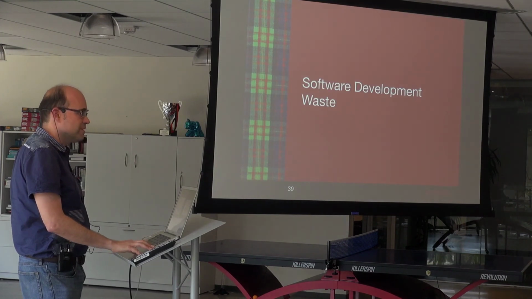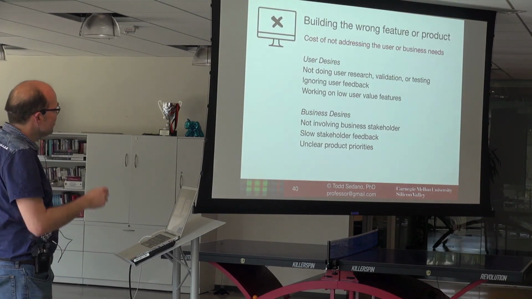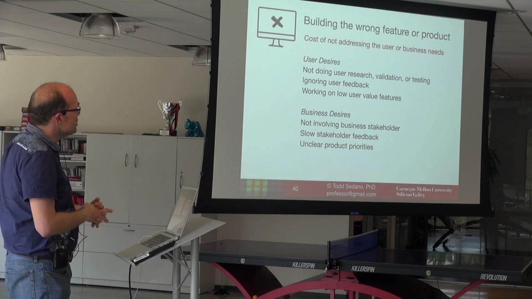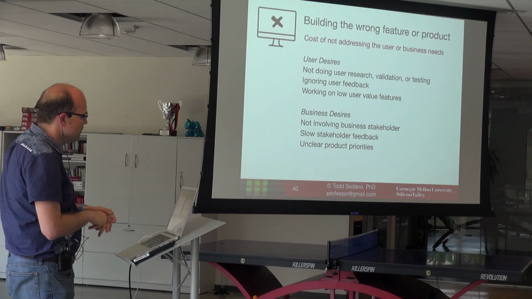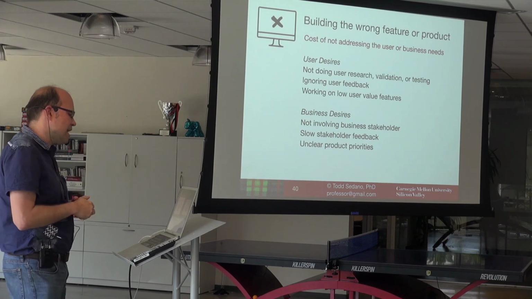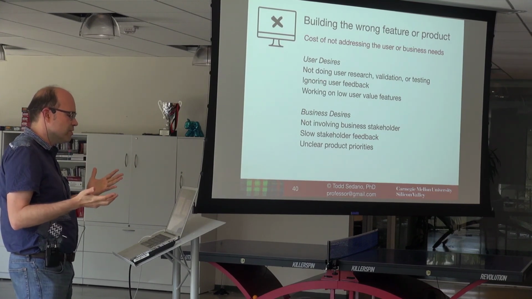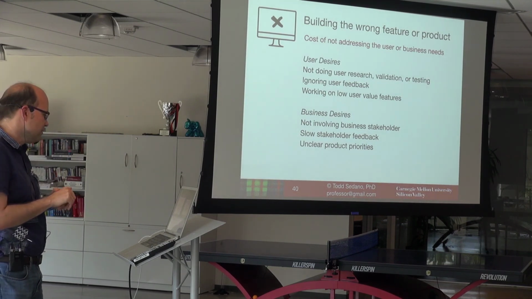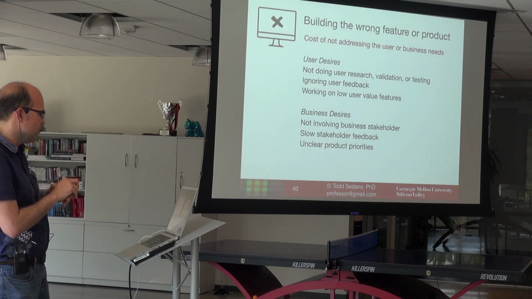So here we go. Here's our waste taxonomy. Our first software development waste: building the wrong feature or product. This is the cost of not addressing the user or business needs. So user desires. This can happen from not doing enough user research or not doing it at all, or validation or testing, getting feedback and ignoring it, and working on low user value features.